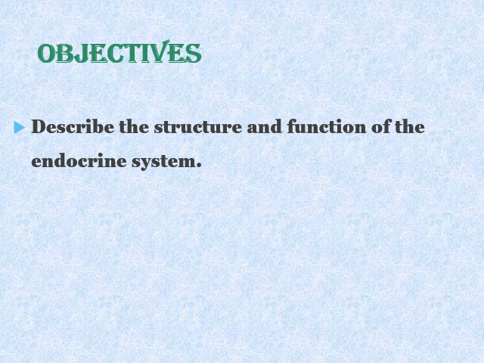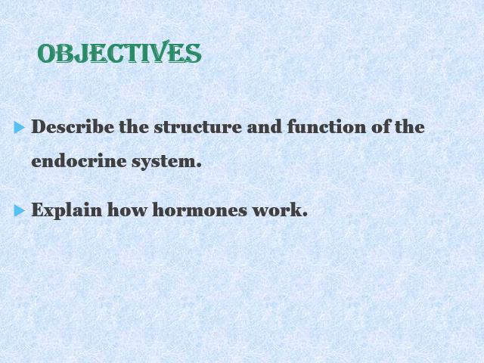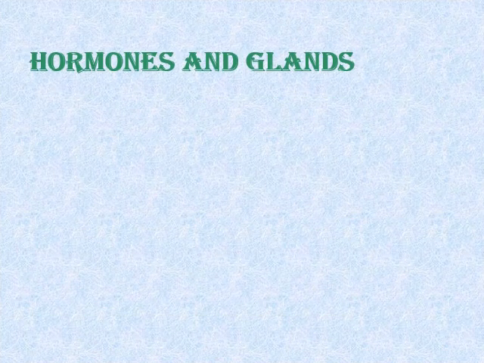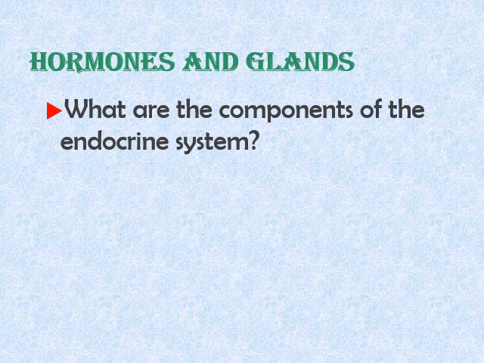Objectives of the lesson. At the end of this lesson, you will be able to describe the structure and function of the endocrine system and explain how hormones work. In this lesson, the endocrine system, we are going to discuss two main sections. The first section is about hormones and glands. The second main section will be about hormone action. Now, let's start our lesson with the first one, which is about hormones and glands.